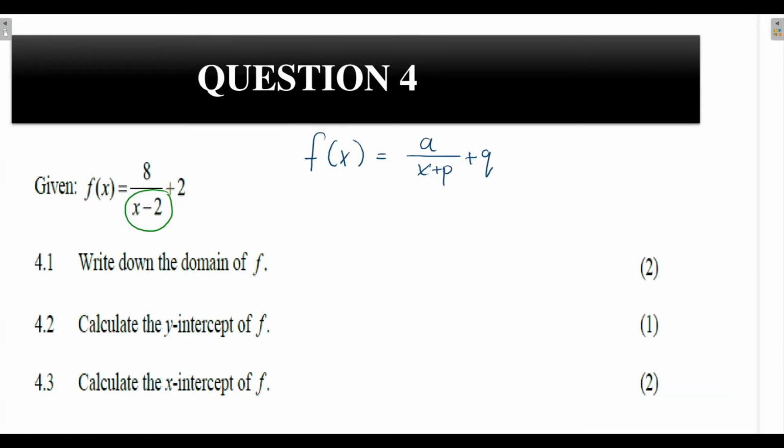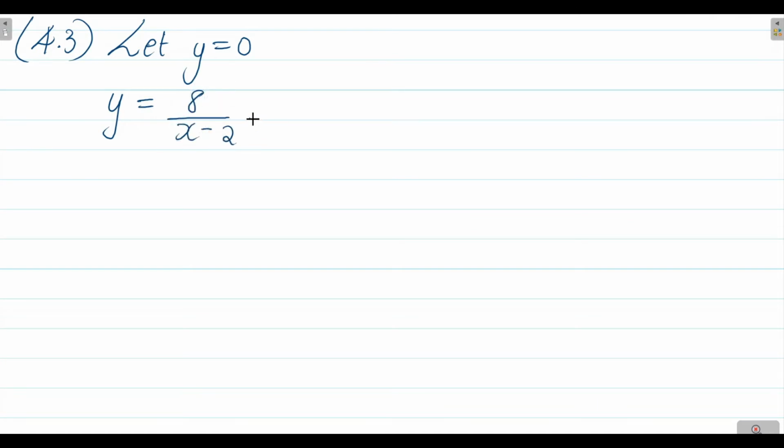4.3, calculate the x-intercept of f. To get the x-intercept, what do you need to do? You need to let your y equal to 0. So our function is y, which is equal to 8 over x minus 2, plus 2.